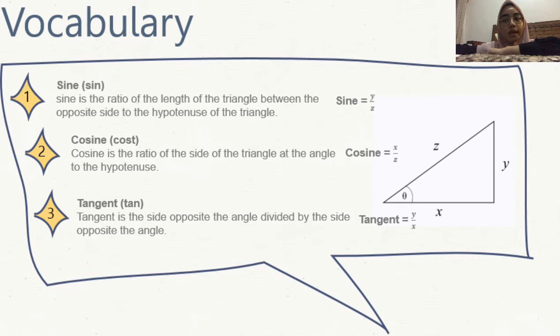Next, 2 is the cosine. Cosine is the ratio of the side of the triangle adjacent to the angle to the hypotenuse. For example, cosine is x per z. Next, tangent. Tangent is the side opposite the angle divided by the side adjacent to the angle. For example, y per x.